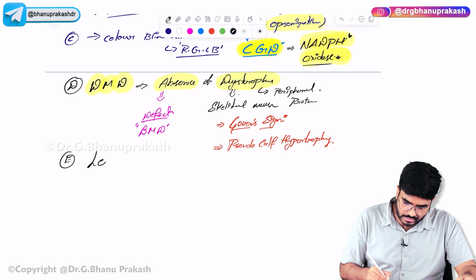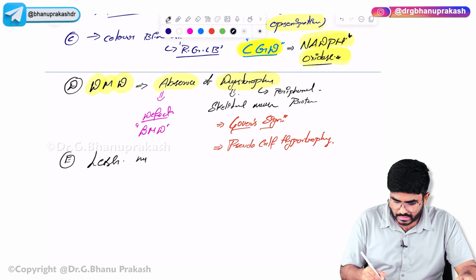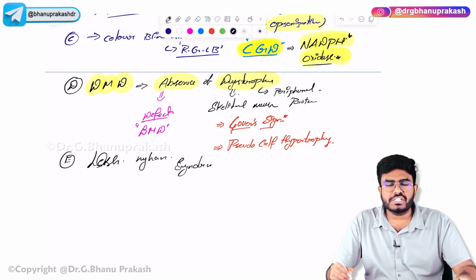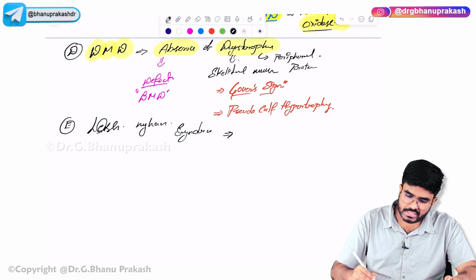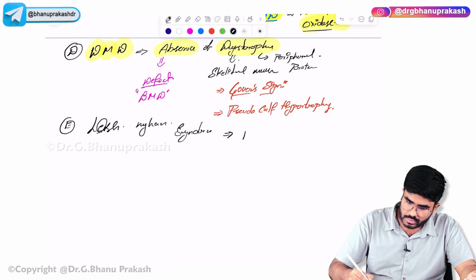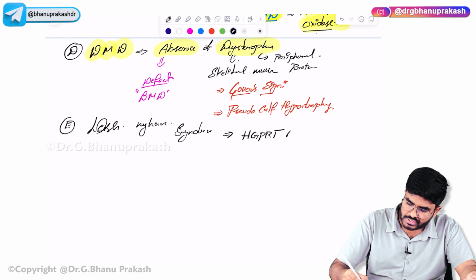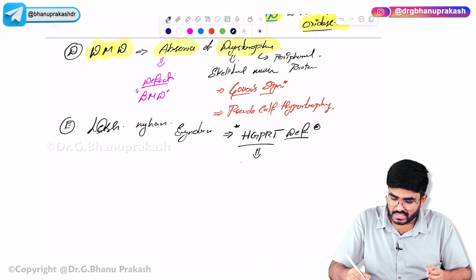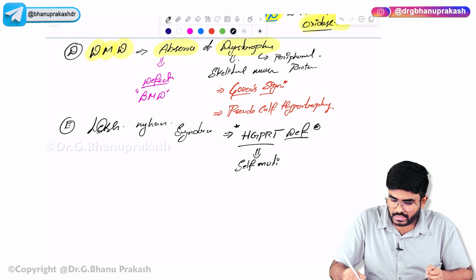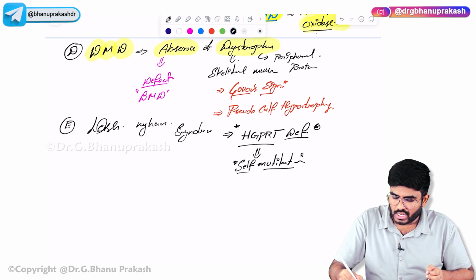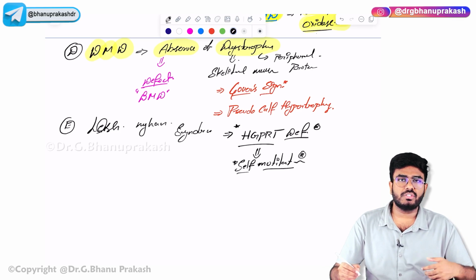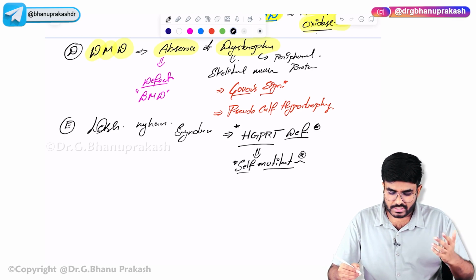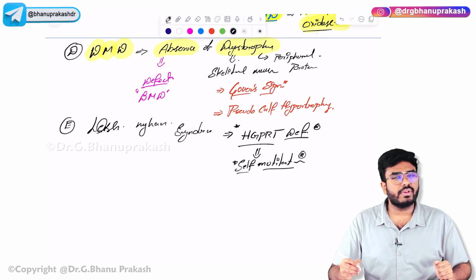E stands for Lesch-Nyhan syndrome. So Lesch-Nyhan syndrome, you know it. The patient is going to have gout because of HGPRT deficiency. So HGPRT deficiency is going to cause Lesch-Nyhan syndrome. You know it, the Lesch-Nyhan syndrome patients are going to do self-mutilation, and their urine is also going to show orange color crystals. So in Lesch-Nyhan syndrome, the patient is going to have gout, accumulation of uric acid, and this syndrome is going to follow X-linked recessive inheritance pattern.